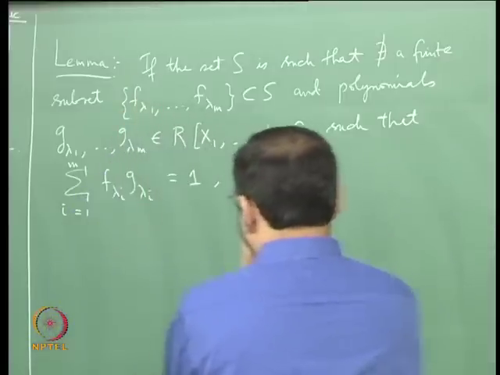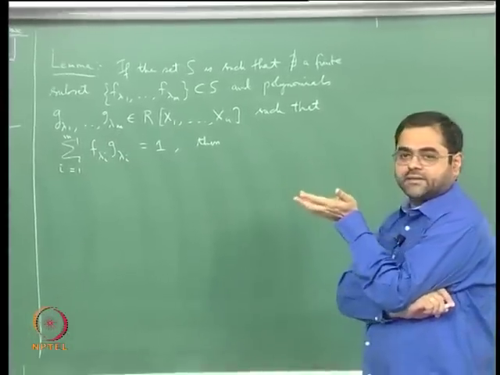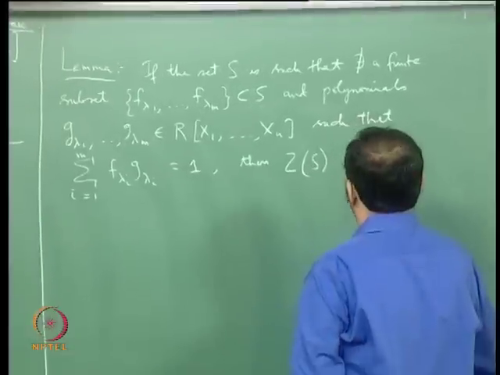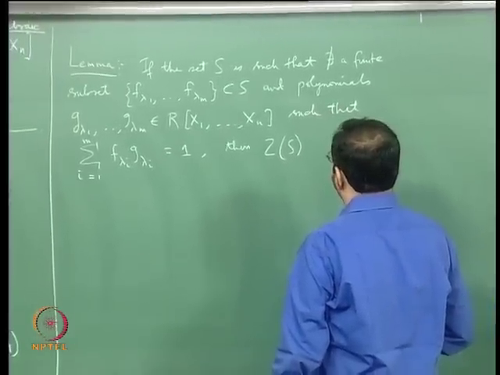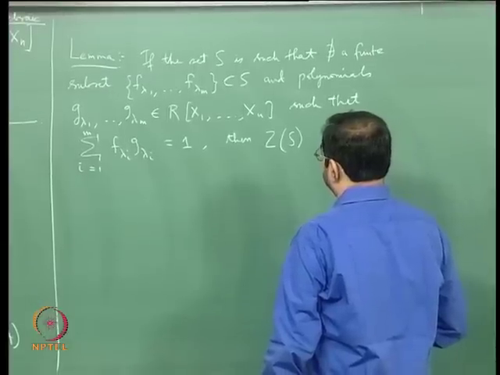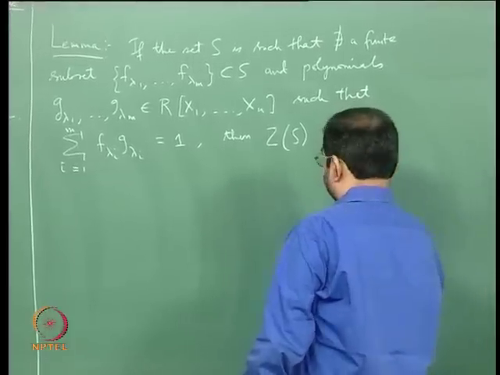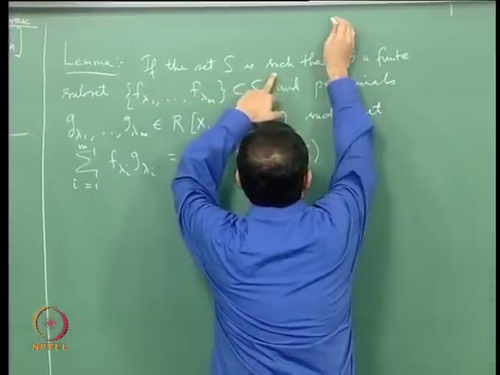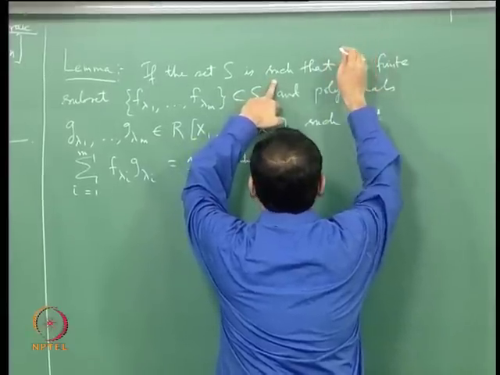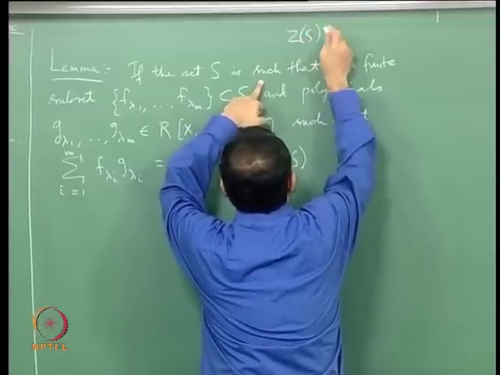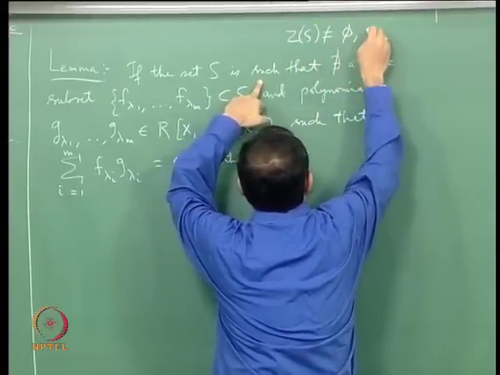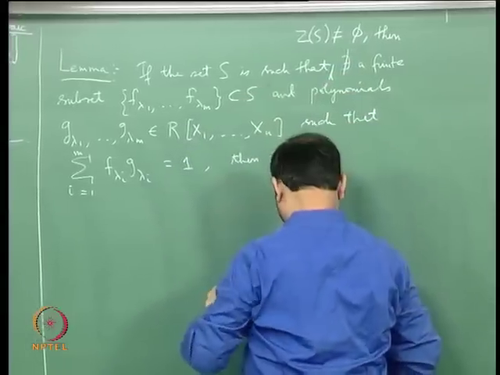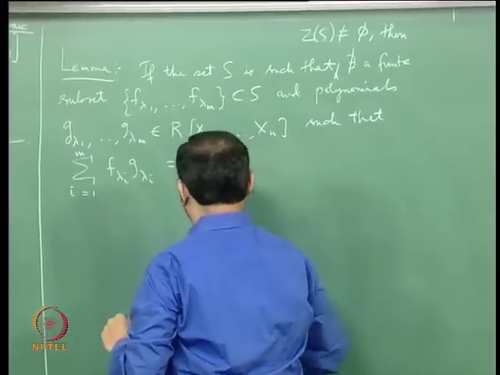There is one part of the lemma which is very trivial, and there is the other part of the lemma which is actually the Nullstellensatz when R is an algebraically closed field. So let me say that correctly. I have to modify this statement a little bit. If the set S is such that Z of S is non-empty, then there cannot exist a finite subset such that this is equal to 1. So this is the statement.